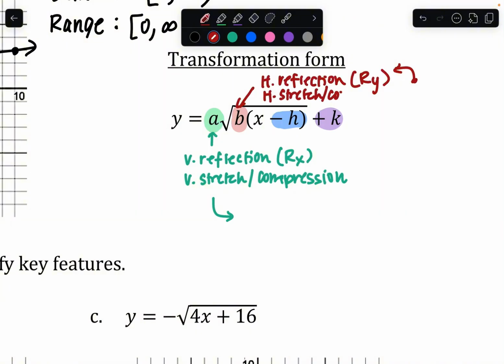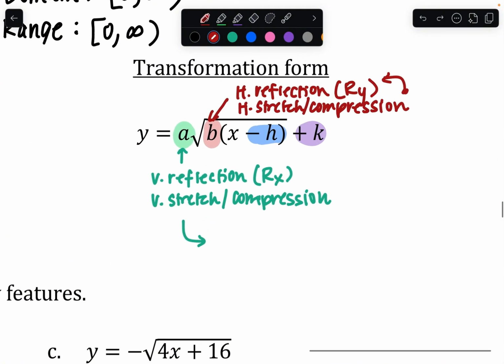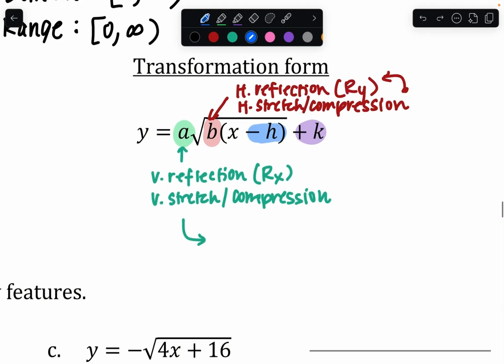Something else to notice, whenever you're inside the function, so for us under the radical, everything's opposite. So a fraction here would be a stretch, and then a whole number would be compression. Large numbers would be compressions. The easier transformations are the shifts left and right, up and down. So this would be left and right, and this would be up and down.